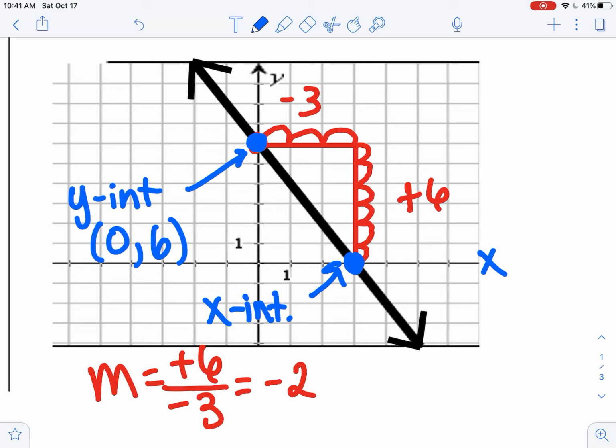So that x-intercept looks a little bit different than our y. We're putting the coordinates of that. We're going to go over 3, up 0. So now look at this difference here. The 6 is the y-intercept, and this guy right here is 0. So when we find the y-intercept, the x is going to be 0. And when we find the x-intercept, the y is going to be 0.